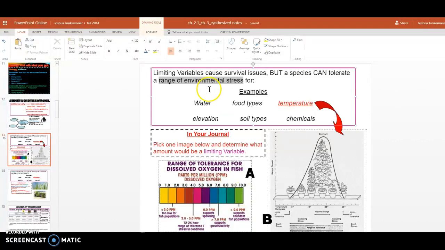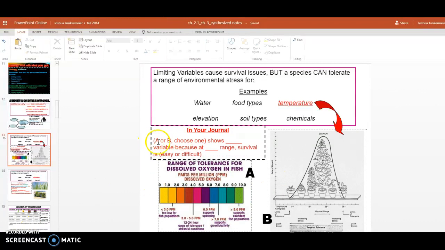Now, here's the task. Hopefully you've already written slide 13. Hopefully you've already written the definition here. Now it says in your journal, pick one, option A or B, and explain how it shows limiting variables. So look at this data here, or look at this data here, and say A or B shows a limiting variable by, and explain how one of these demonstrates a limiting variable.